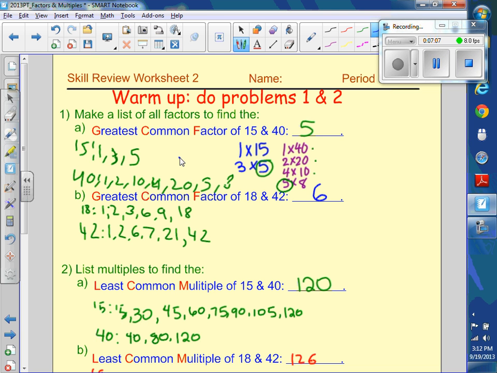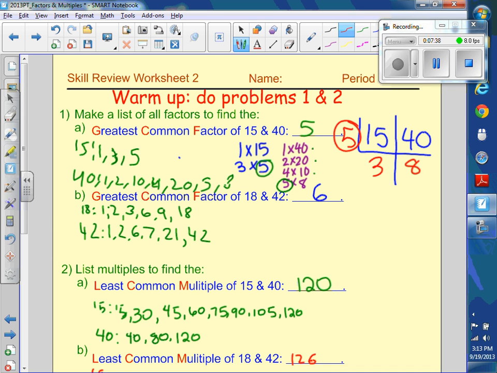Like on 15 and 40, if you did the division ladder here, you could start with 15 and 40. What is common to both 15 and 40? 5. How many times does 5 go into 15? 3. How many times does 5 go into 40? 8. Now, what is common to both 3 and 8? Only 1. So you're done.